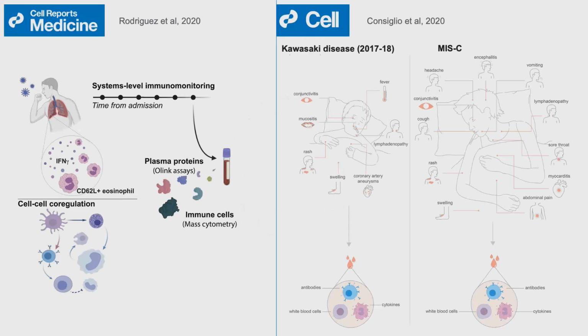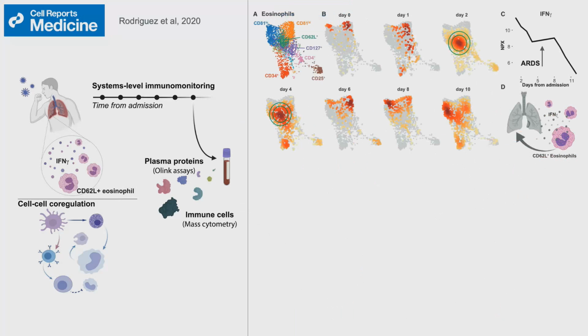And I'll start by talking about two different papers that have come out of our group and our collaborators' work in the last few months, looking at either acute COVID or MIS-C and Kawasaki disease. So if we start with patients with severe acute COVID-19, when we profile their immune cells in a longitudinal manner by mass cytometry, and I'm showing you one example patient here, what we saw was that over time after admission to the hospital, there was a change in multiple cell types, and I'm highlighting eosinophils here because these were a little bit unexpected and pretty dramatic changes.